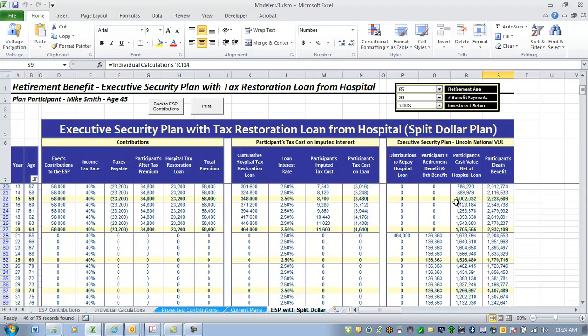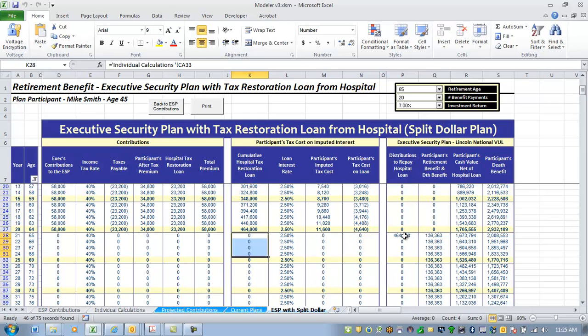Then once retirement is reached, in this case at age 65, the executive would take a distribution from the policy to actually pay off or liquidate the loan. And so there's a $464,000 distribution from the policy at retirement that the executive uses to eliminate the loan. And you can see that the loan balance, once retired, is zero. And no more imputed interest and no more tax costs for the executive.